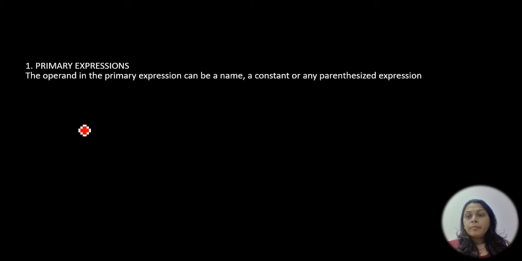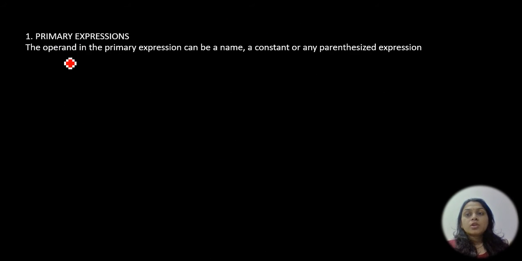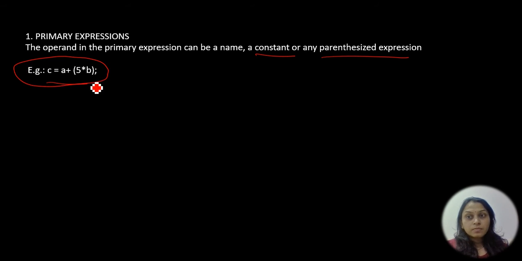So let's see with an example. Primary expression: the operand in a primary expression can be a name, a constant or any parenthesized expression. See here, this is an example: C is equal to A plus 5 star B, 5 into B. You call this a primary expression. It's an expression.